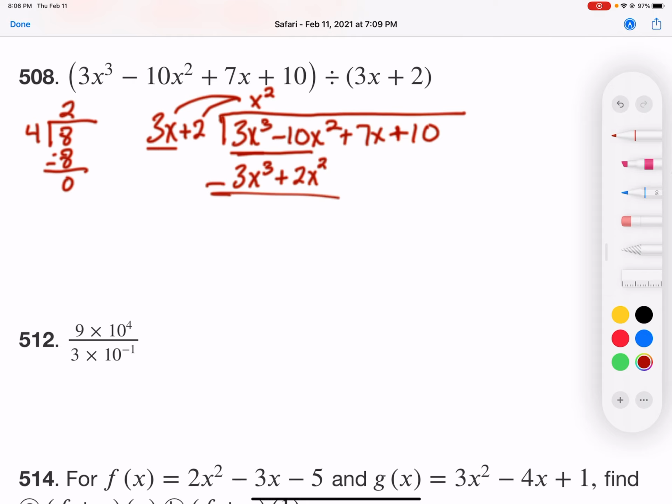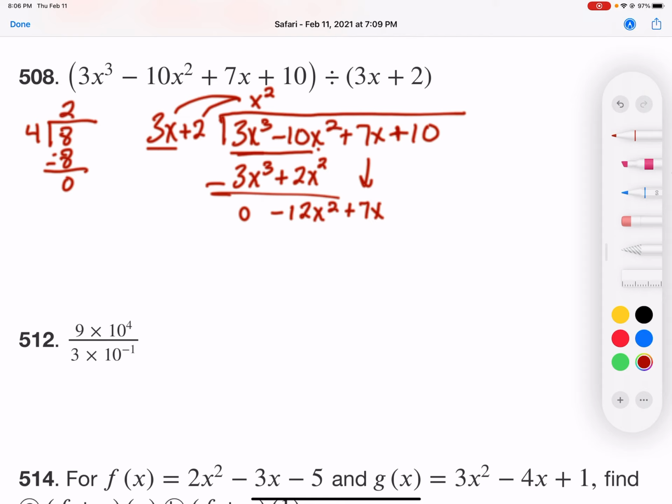So we've got 3x cubed minus 3x cubed. That's going to give us 0. And then a negative 10x squared minus 2x squared is going to give us negative 12x squared. Now we can just repeat this. If you want to, you can bring down the 7x now. It doesn't really matter.